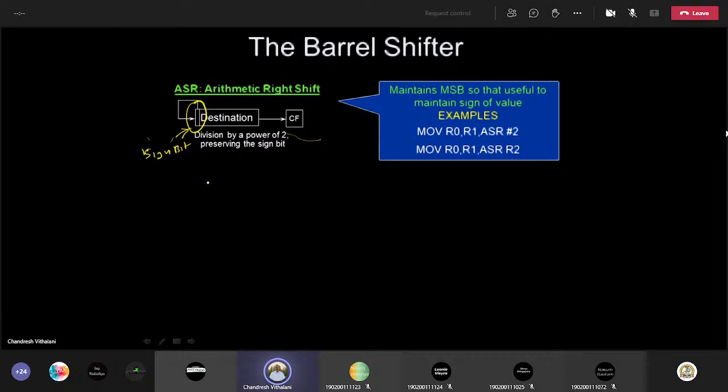Suppose you have a value like this, 1111 1111. This means it is a negative number, -1, right? And if you use simply LSR, what will happen? 0 will be inserted here, and this 111 will shift in this way. What will happen? This number will become 7, right?